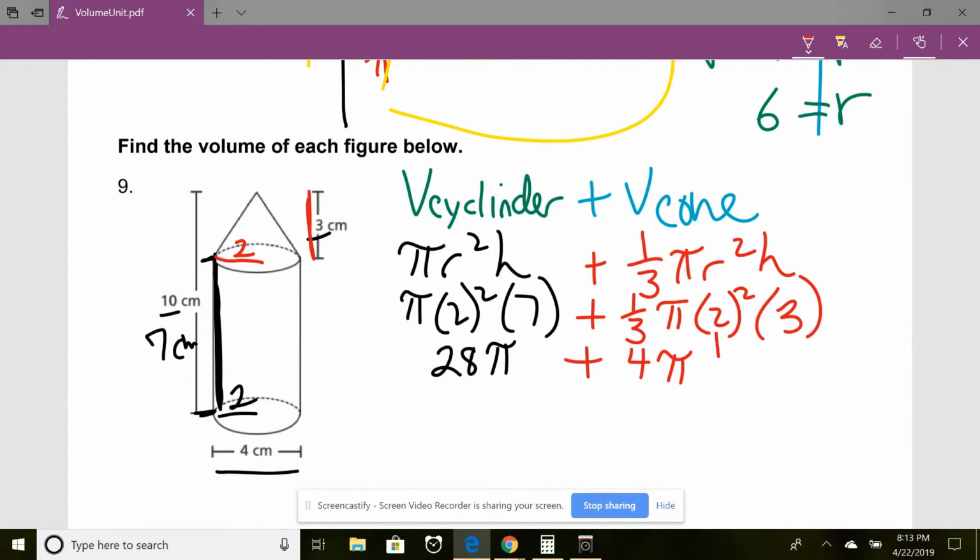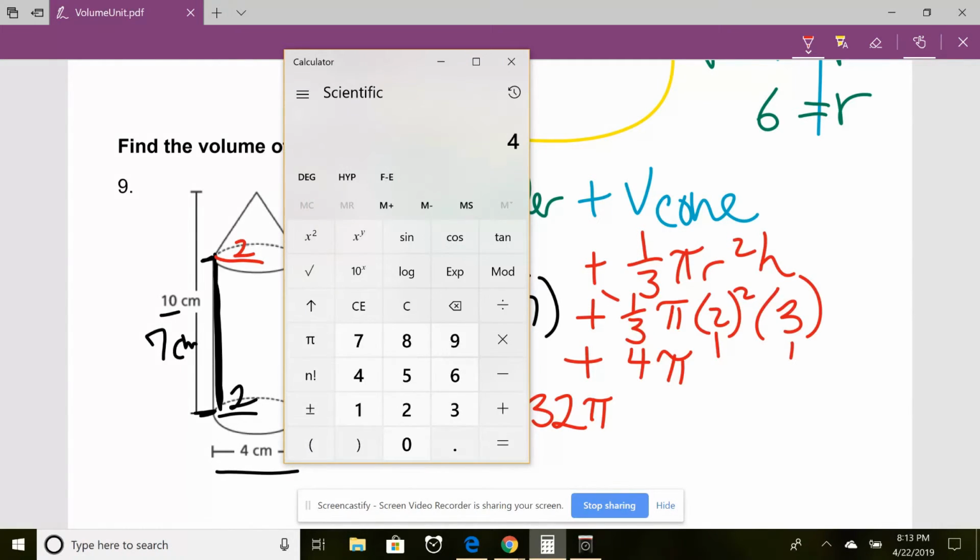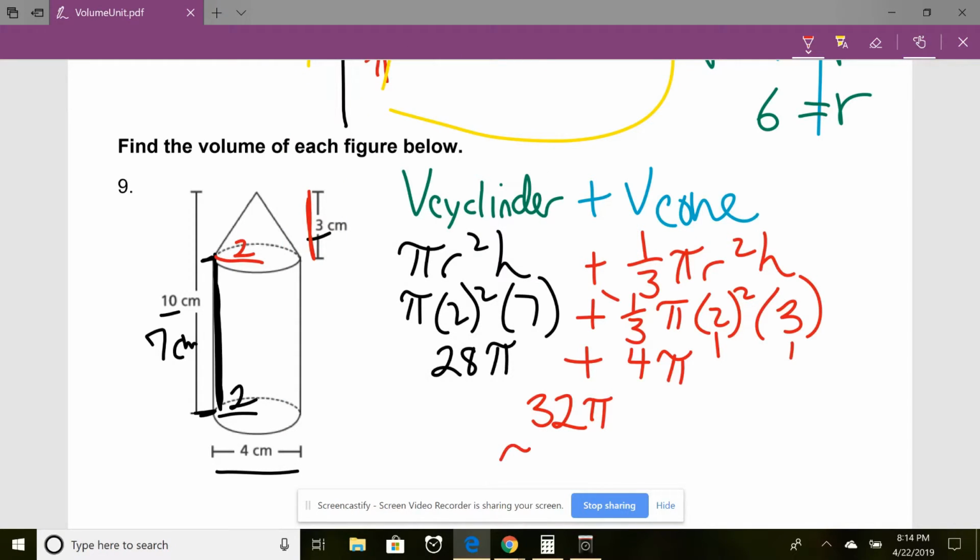All right, I did the 2 squared times 3 times the 1/3. So we have 28 pi plus 4 pi, which is 32 pi. Now, if it says leave it in terms of pi, great. But if you want to evaluate it and round, we can do that too. 32 times pi, which is 100.5. Centimeters cubed.